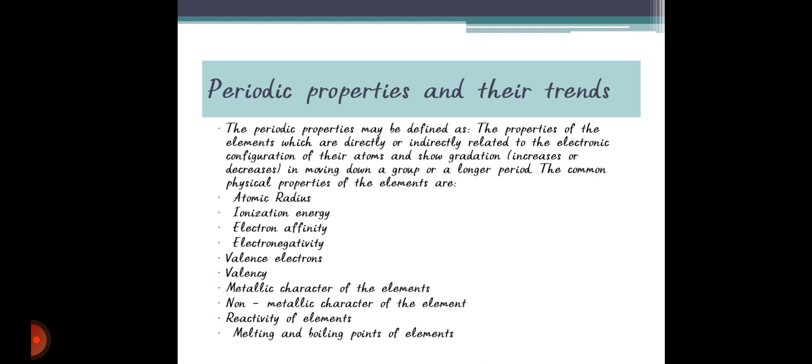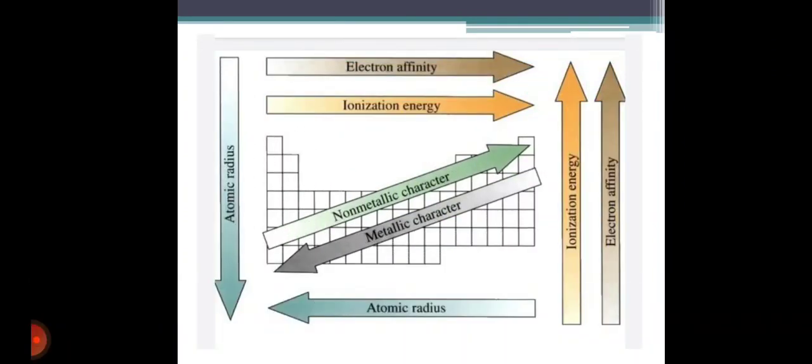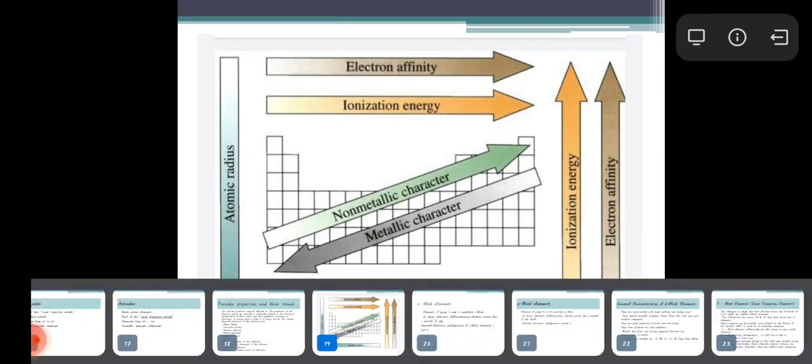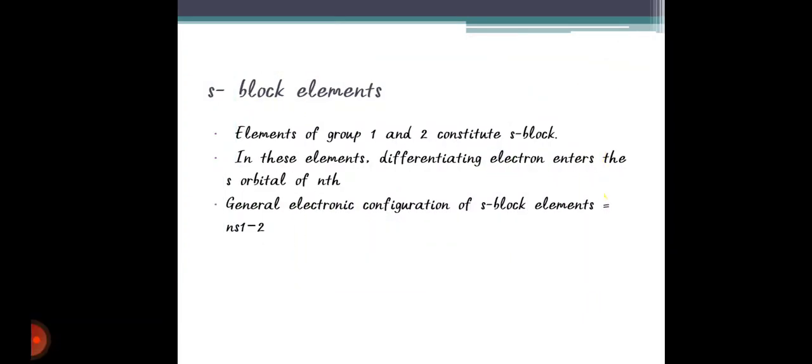Coming to melting and boiling points of elements, the melting and boiling points of metals decrease gradually from top to bottom in a group, while the melting and boiling points of non-metals increase on moving from top to bottom in a group of the periodic table. Here we can see the chart. Ionization increases from bottom to top, and electron affinity also increases, but atomic radius decreases from top to bottom.